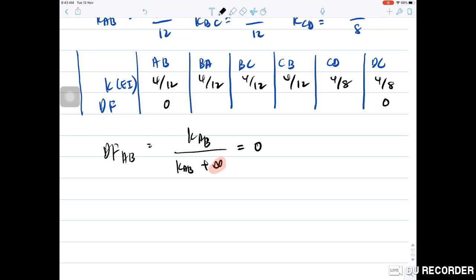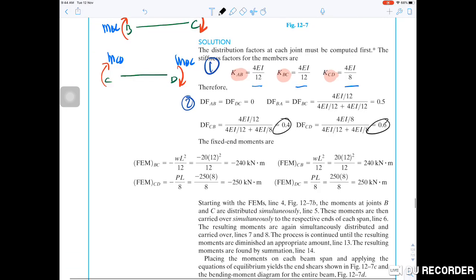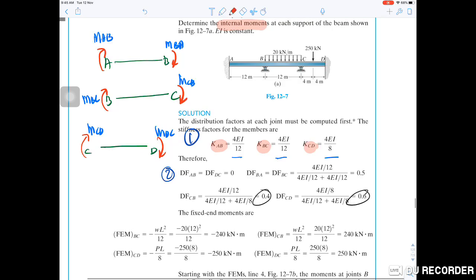Let's say we want to calculate DF for BA. For BA, it is KAB divided by KAB plus KBC, and it is 0.5. Okay, let's look at this. For the fixed end moment, we just have to apply the formula given, and the formula will also be given to you during examination. Okay, for member AB, there is no external load, so the fixed end moment is 0.